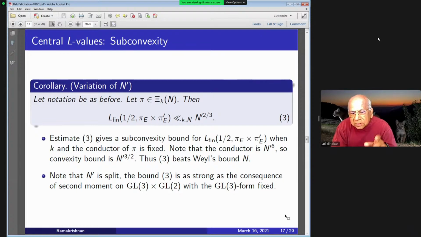So when you consider this big L-function and you vary n prime in the n prime direction, it's better than the Wiles bound. Okay. And here, of course, remember our n prime is a prime that is split in the imaginary quadratic field. So anyway, this is kind of strong, like the second moment on GL3 cross GL2, with the GL3 form fixed. Okay.